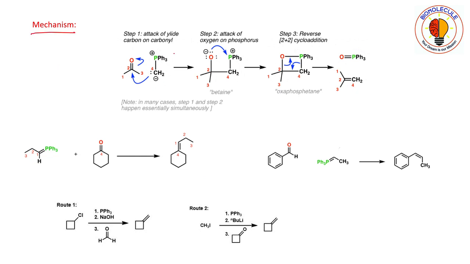So now looking into the mechanism part. The Wittig reagent has a nucleophilic carbon center, which can attack the electrophilic carbonyl carbon. So it will go and attack the electrophilic carbonyl carbon and the pi electrons will be moved towards the oxygen atom. So we are getting this betaine structure. This structure is called a betaine.